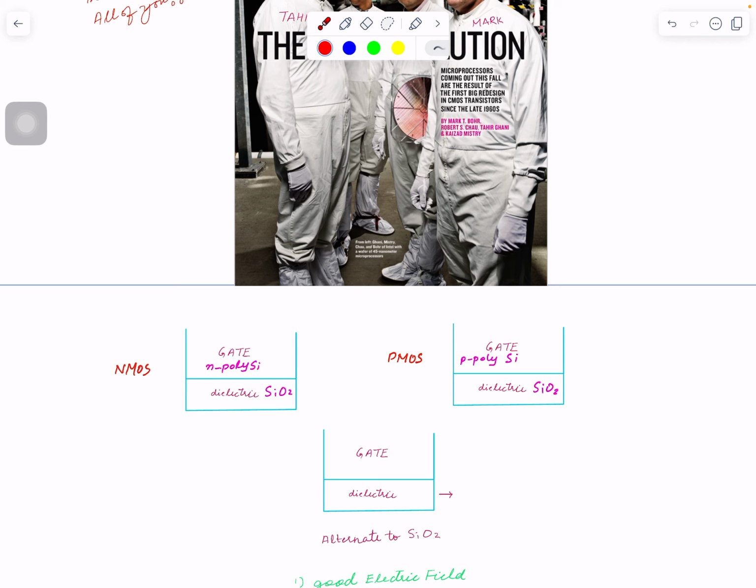Now for that, you have to make it N type and P type. So basically, for NMOS, we had a slightly different gate. Then we had a dielectric, silicon dioxide, and this together was called a gate stack. Underneath, which I didn't draw here, you had a source, a drain, and a channel.